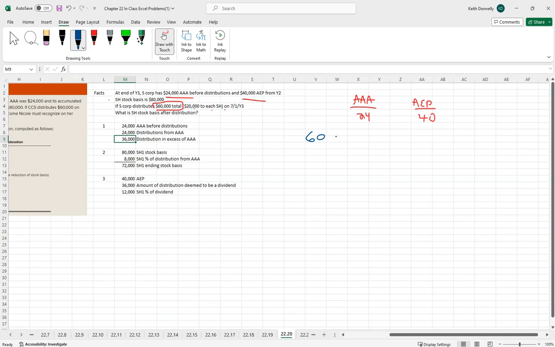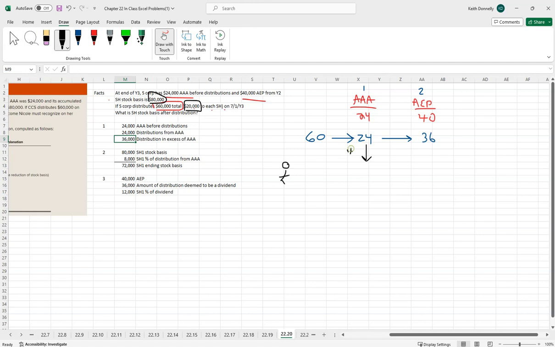What we do here is we're going to say first it comes from AAA. The first 24,000 of that 60 comes from AAA. And then the next 36 are going to come from AEP. So this is at the entity, the macro level here. When we look at the shareholder's point of view, who got 20,000 total, he has a beginning basis of 80. And he's a 1/3 shareholder, because 20 of 60 is 1/3.